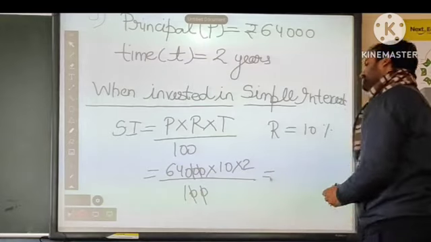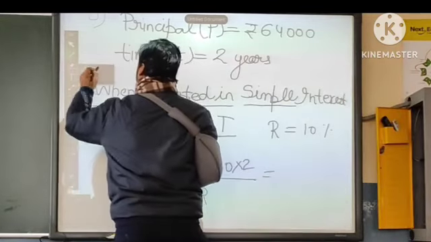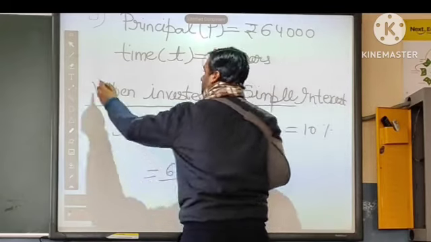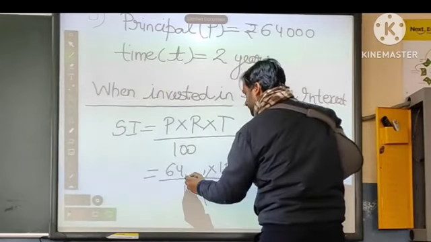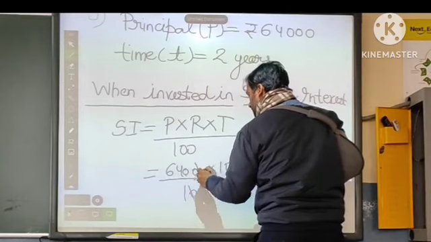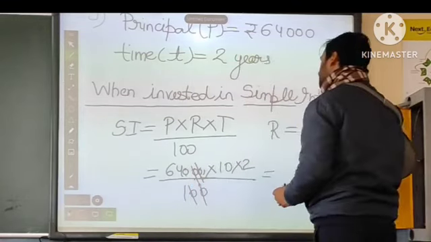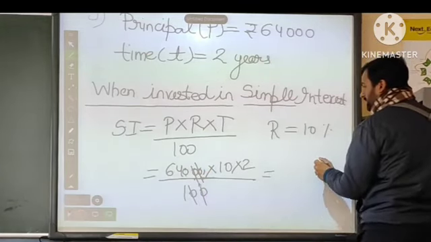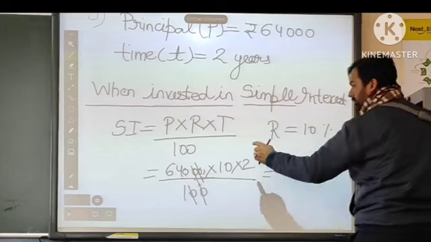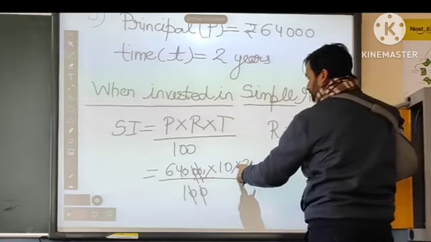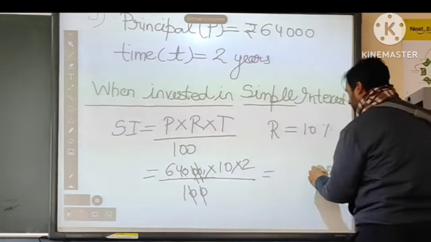What comes here? Zeros are cancelled here. 64,000. Okay. So 64 times 2 is 128, and 10 and 10. So 2 zeros will come here and 4 times 2 is 8.